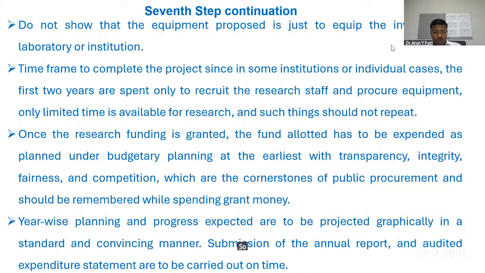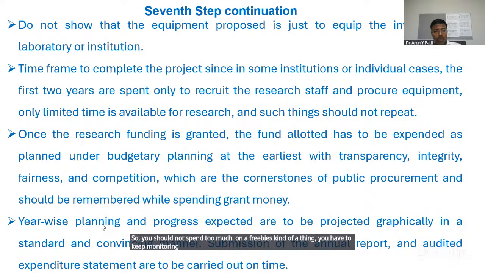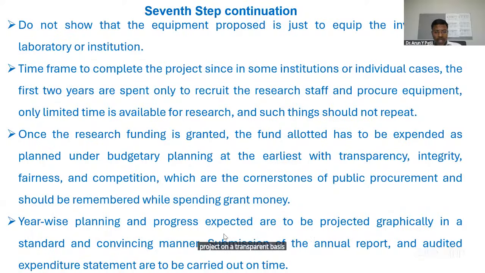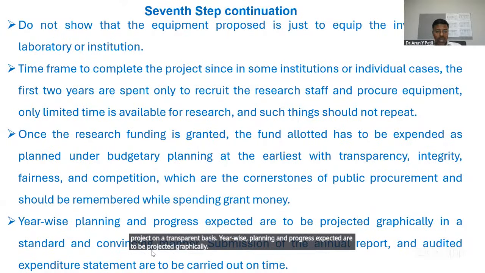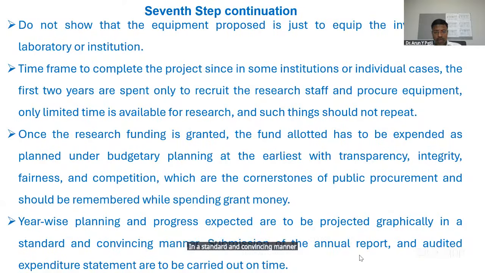So you should not spend too much on freebies. You have to keep monitoring the whole project on a transparent basis. Year-wise planning and progress expected are to be projected graphically in a standard and convincing manner. Submission of the annual report and audited expenditure statements are to be carried out on time. So all these are the check boxes which are a must once you get the funding.